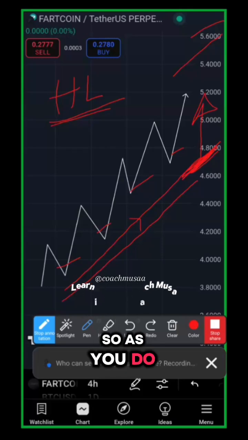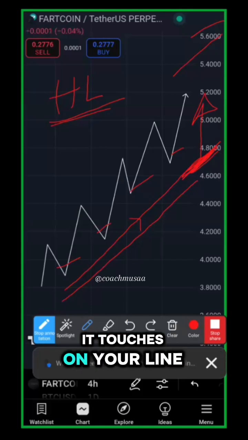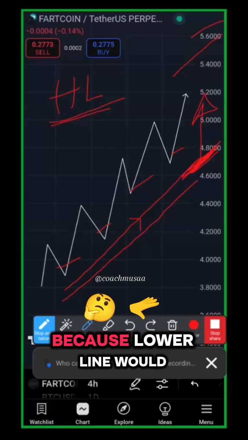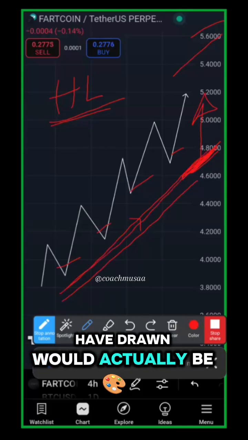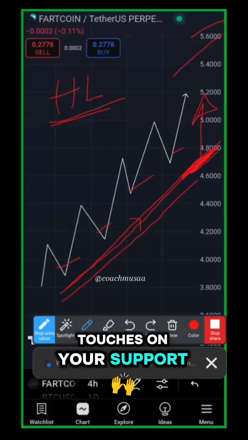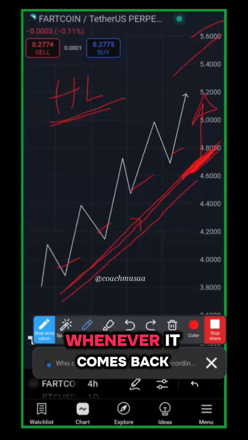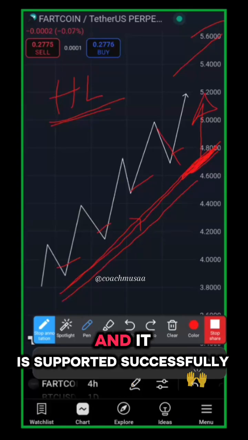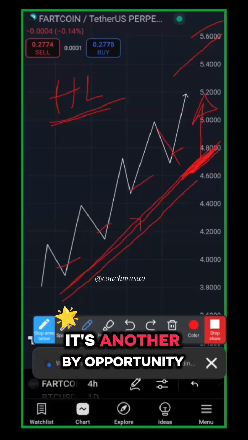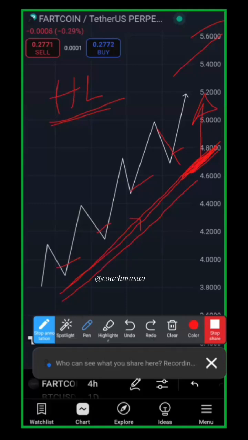As you do that, you will be identifying entry opportunities presented whenever it touches on your line, because the lower line you would have drawn would actually be your support, right? So every time it touches on your support, it presents a buy opportunity, and as it goes up, whenever it comes back and touches on your support and it is supported successfully, it's another buy opportunity. So you will continue trading along the trend for as long as it is continuing to rise, right?